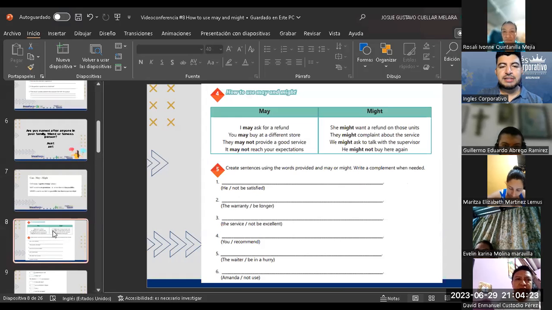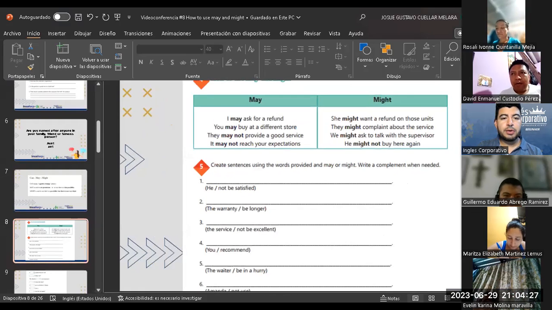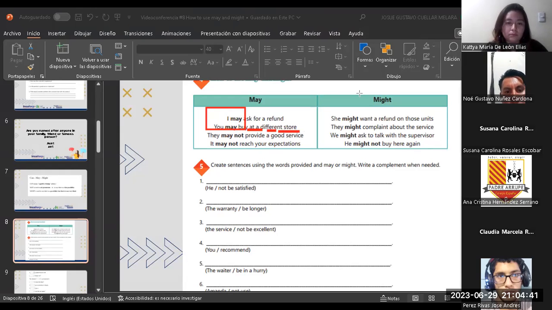Here we have this, and I will need you to help me with reading. We're going to start in this case with, maybe we can have Gustavo. I need you to read May, sentence number one. I'm sorry, I don't know what I'm doing. Okay. Number one, number two, please.